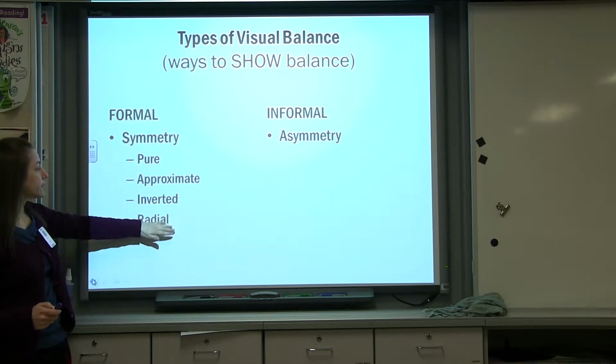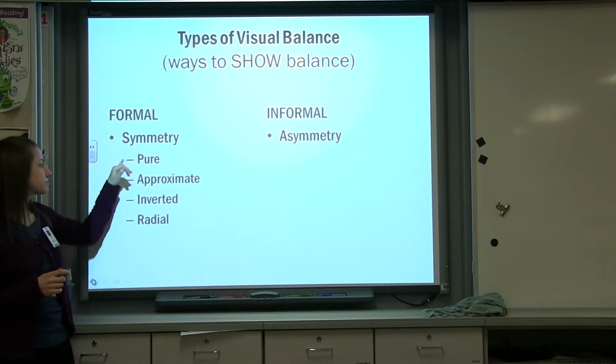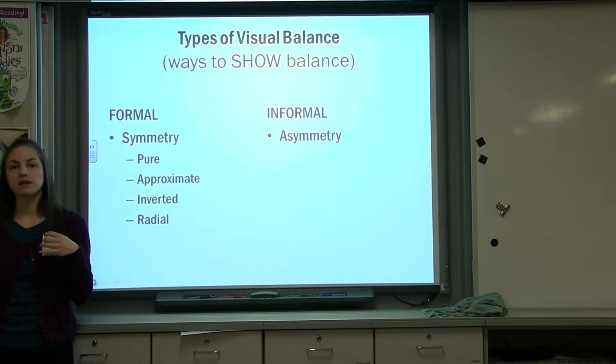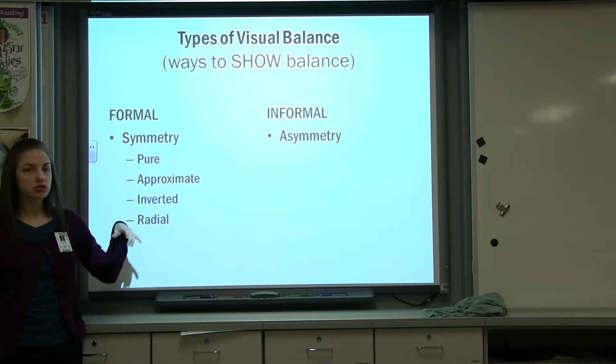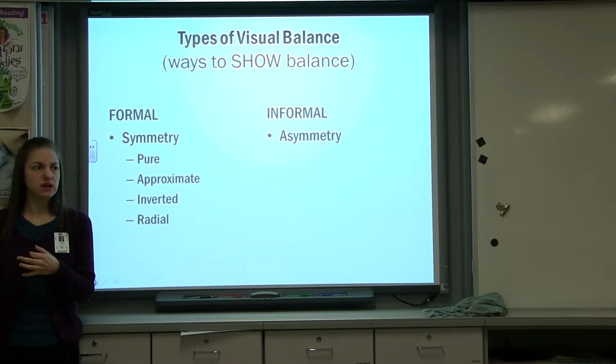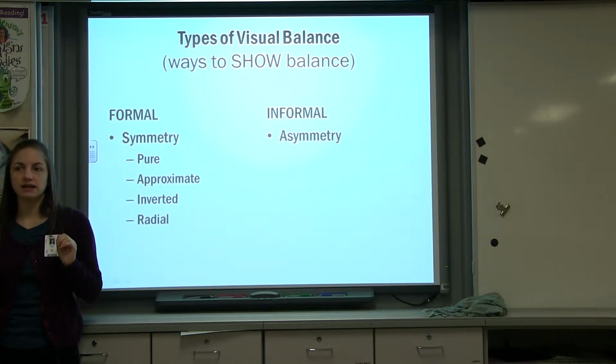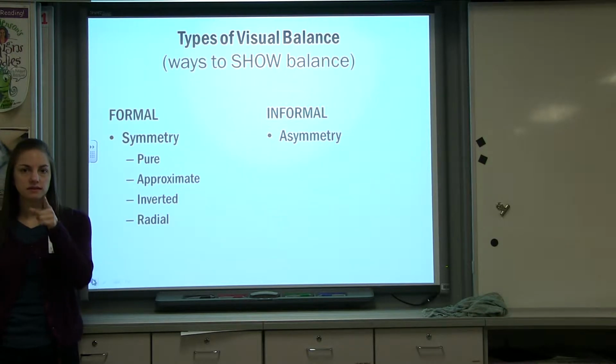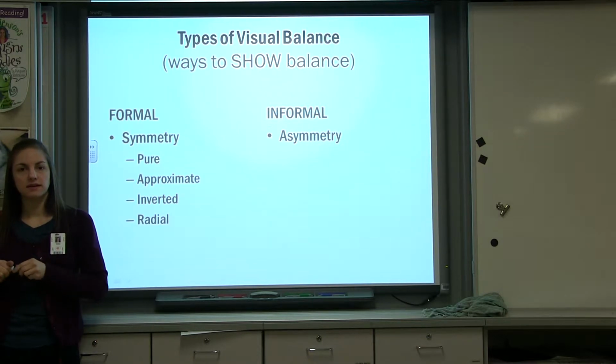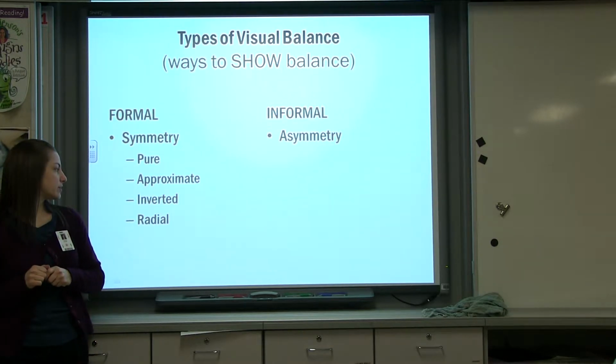So there are 4 different types of symmetry that we're going to look at. Pure symmetry is where something is exactly the same on both sides. Approximate symmetry is like it sounds, where it's mostly the same. It's approximately the same. Inverted symmetry means one side is what? Anybody know? What does inverted mean? William? Basically, like a playing card, right? You can think of a playing card, yes? Kind of like that. Yep. We'll talk about that. In fact, that's one of our examples.